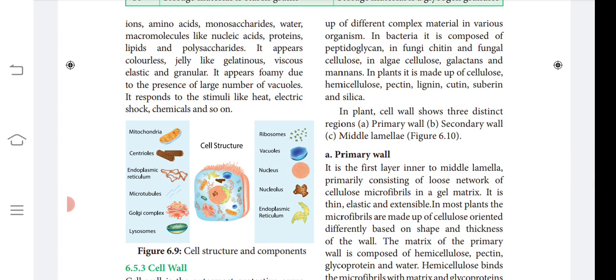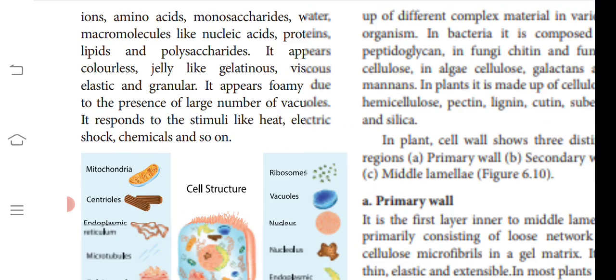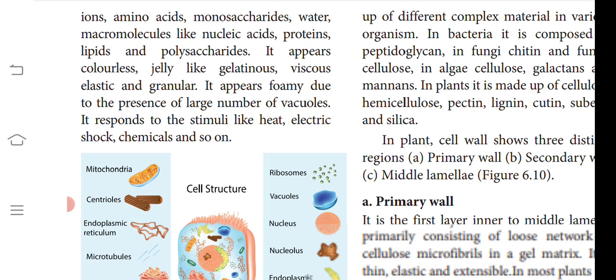Please read through. Okay, so the protoplasm appears like a colorless jelly and gelatinous viscous elastic granular material. It appears foamy due to the presence of the large number of vacuoles. It responds to the stimuli like heat, electric shock, chemicals, and so on.